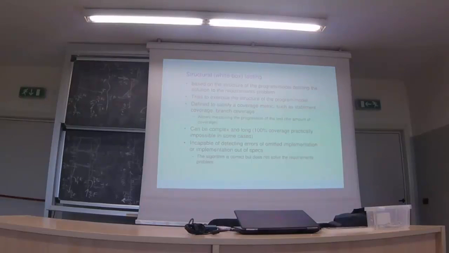It can be complex. In particular, 100% coverage is sometimes unfeasible to program and to create, and it is incapable of detecting errors of something that we forgot to implement, like the 12 meters rule of the example before.